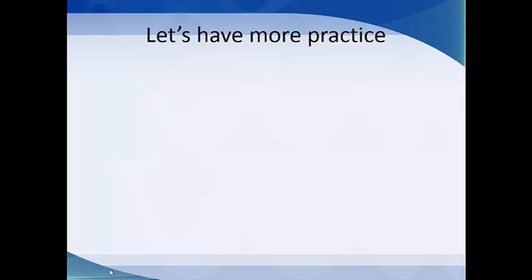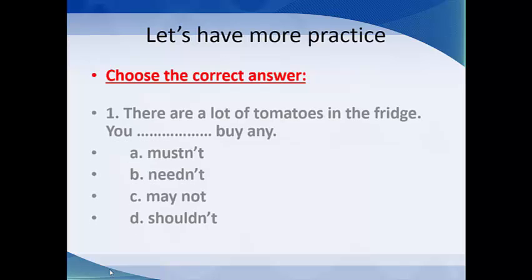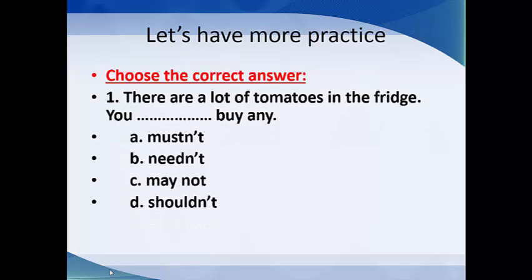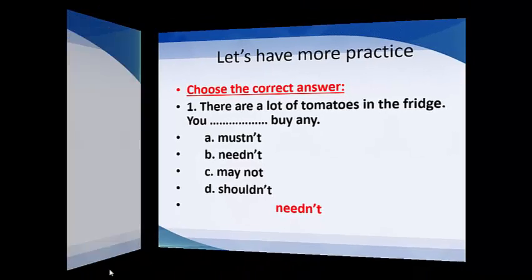Now let's have more practice. Choose the correct answer. There are a lot of tomatoes in the fridge. You blank buy any. Mustn't, needn't, may not, shouldn't. What do you expect the correct answer? The correct answer is needn't. There are a lot of tomatoes in the fridge. You needn't buy any. So it's not necessary to buy any tomato.